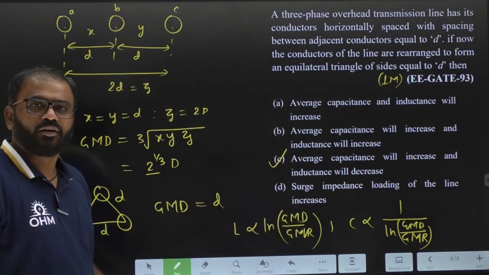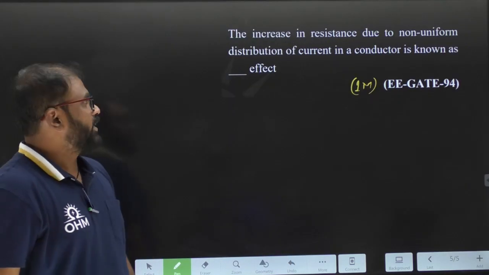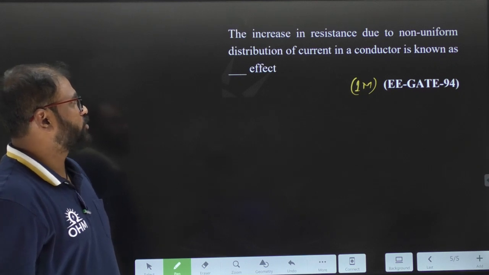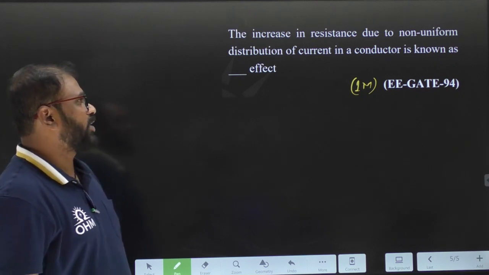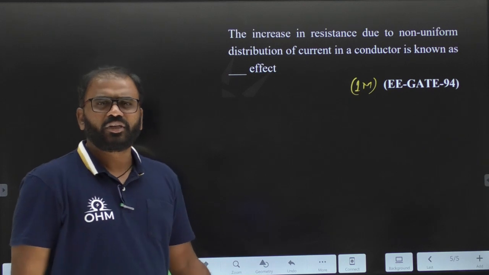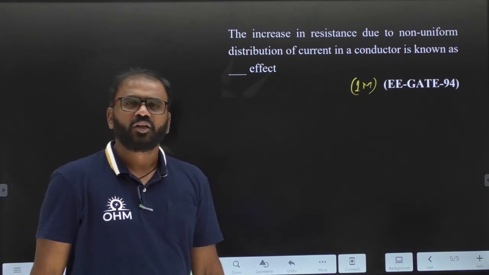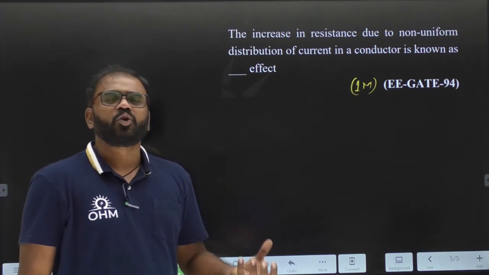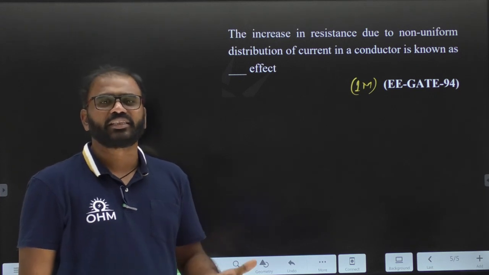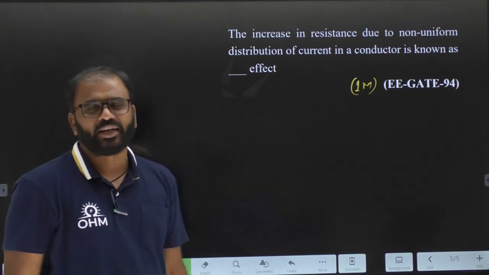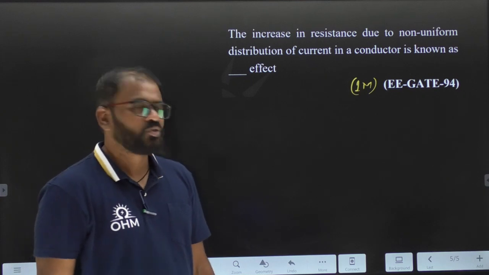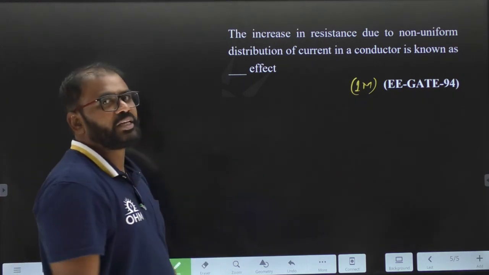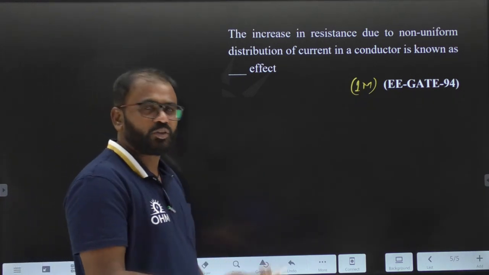Now we will move on to the next question. In this question, the increase in resistance due to non-uniform distribution of current in a conductor is known as skin effect, correct or not? Due to skin effect, there is a non-uniform distribution of current in the conductor that results in increased resistance of the conductor. We know these things already. So the answer for this question is skin effect. Now we will move on to the next question.